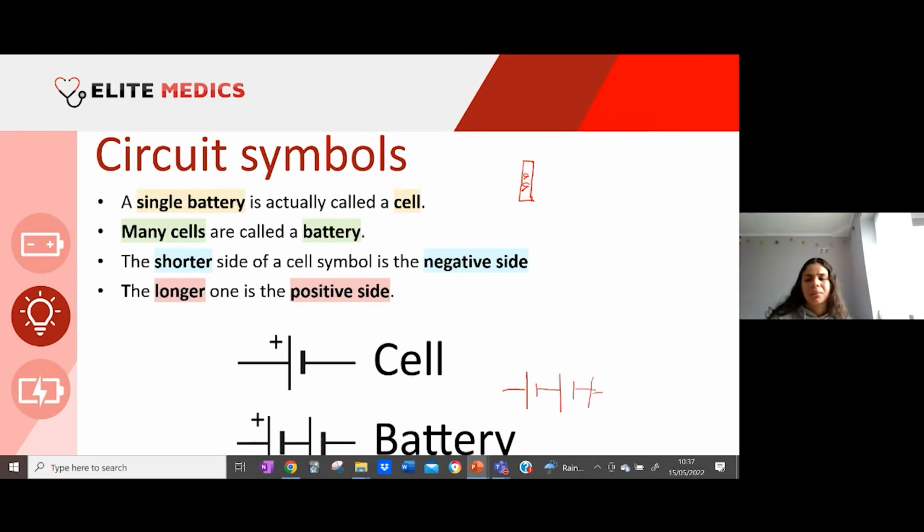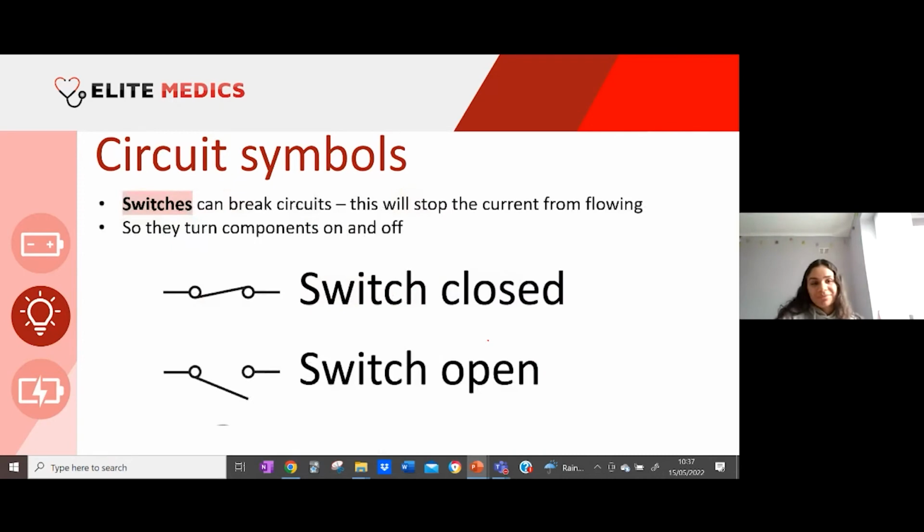Nothing's going right. I think you can get what I'm trying to do. But here is me trying to draw a battery with my pen that's not working.